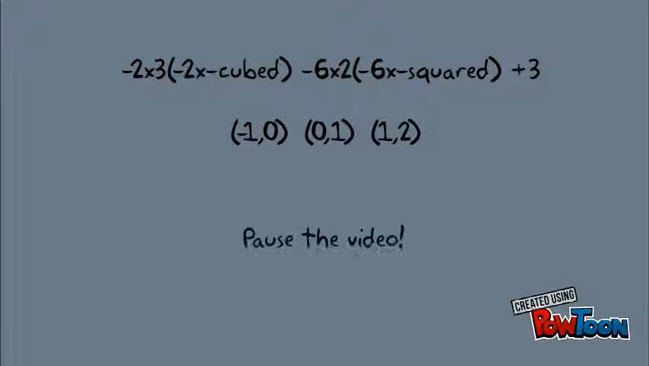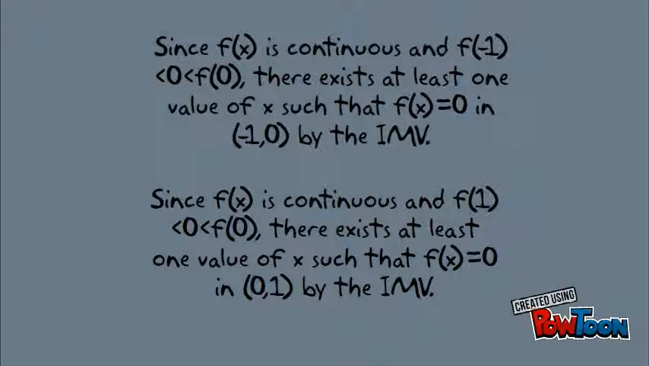Now it is your turn. Pause the video and use the intermediate value theorem to show that there are zeros between the following intervals using the polynomial negative 2x^3 - 6x^2 + 3. These should be your two answers.